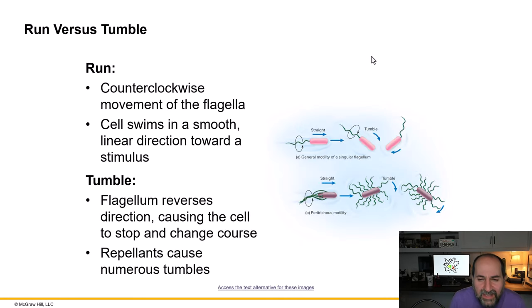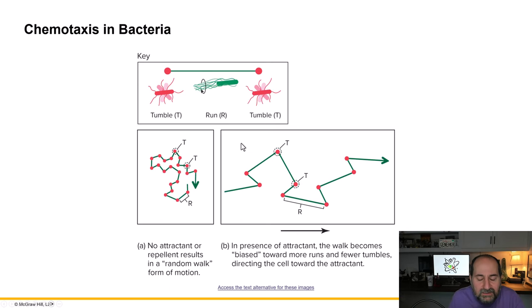Now, recall that I said that this flagella works by rotating, but there's more to the story than just that. If the flagella rotates counterclockwise, this causes the bacterium to move in a straight line. This is known as a run. So think about this. If the flagella rotates counterclockwise, the bacteria runs. It moves in a straight line. If it then switches from turning counterclockwise and it turns the other way to clockwise, this will cause the bacterium to tumble. So the flagellum reverses direction, causing the cell to stop and change course. This causes a tumble. So flagella can either rotate counterclockwise for runs or clockwise for tumbles.